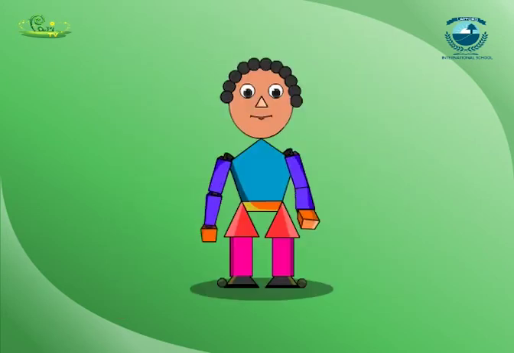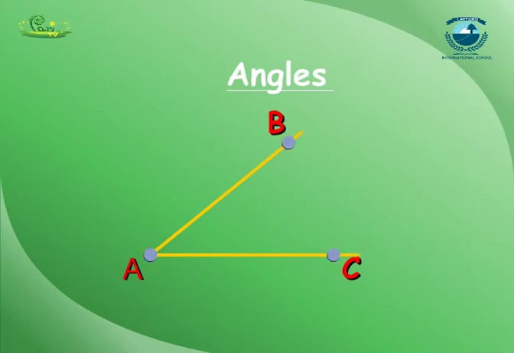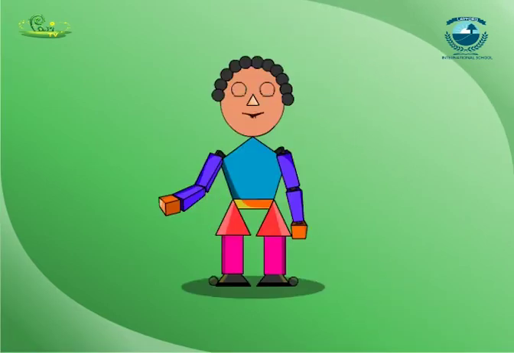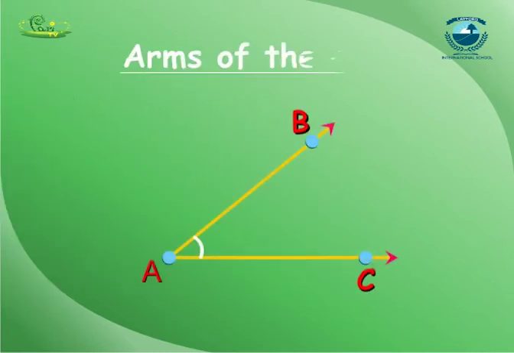Now, just imagine a shape formed by two adjacent sides and a vertex. An angle is made up of two rays starting from a common endpoint. Do you know angles also have arms? Can you think of the arm of the angle? No? Okay, I will tell you the answer. The two rays forming the angle are called the arms of the angle.